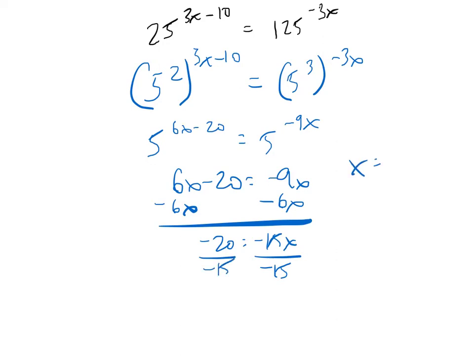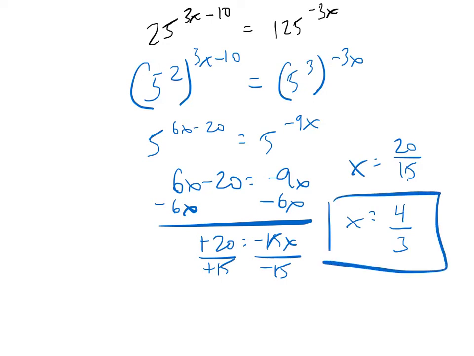And then get that x equals positive 20 over 15, because negative divided by negative gives me a positive. Now I could simplify that a little more and divide both the top and the bottom by 5 and simplify it to be 4/3, and that could be my most simplified answer.